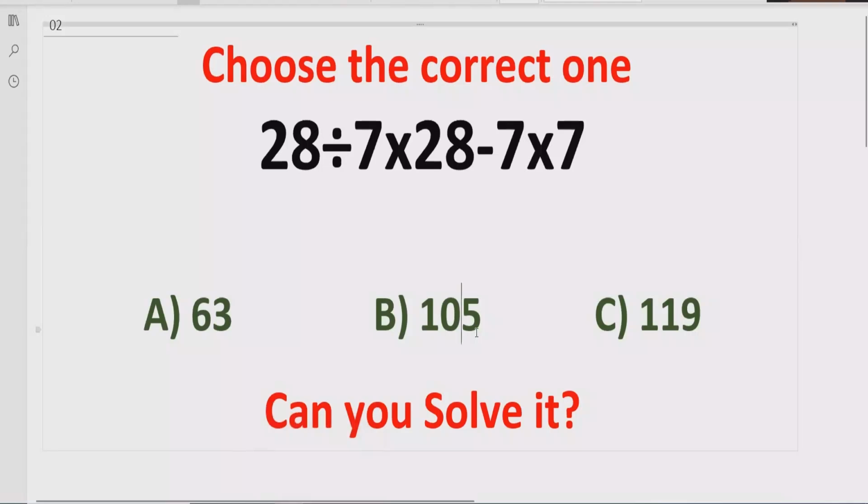Today we will solve another quiz related to an arithmetic expression, and here we have some pattern, like the repetition of the numbers 28 and 7. We have to solve this quiz using the PEMDAS and BODMAS method and find out which answer is correct. In the answer list we have three answers: A is 63, B is 105, and C is 119. So let's see which answer is correct after solving it.